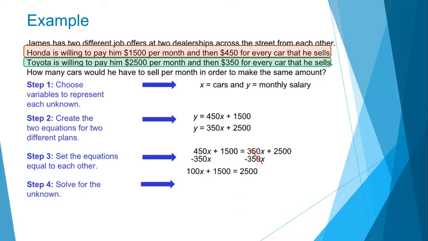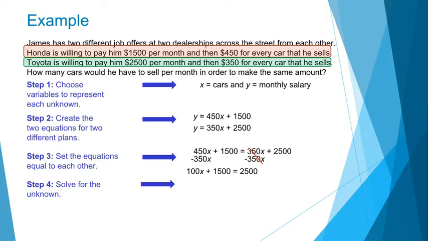So this means that at 10 cars, the salary will be the same. So if he's only going to sell 10 cars a month, it doesn't matter which job he takes. But he may want to make more money if he sells more cars or fewer cars, so he may want to also factor that into his decision for choosing which job to take. So go ahead, pause the video, and see if you can complete this problem.